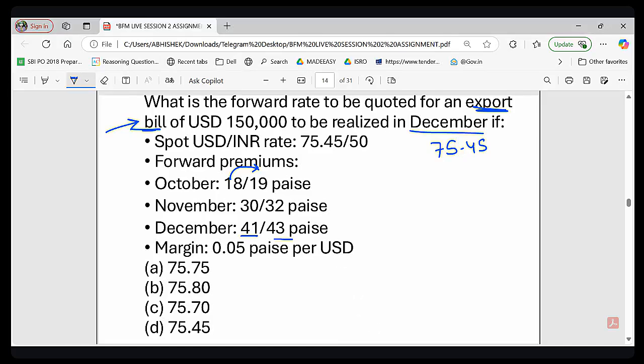So we take the lower premium, right? We will take the lower premium. I request you, whatever you think, please type in the chat box, right?